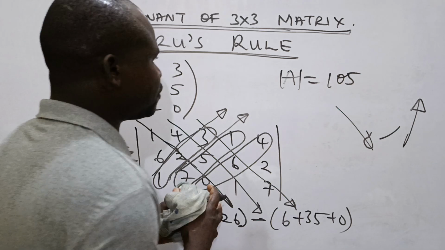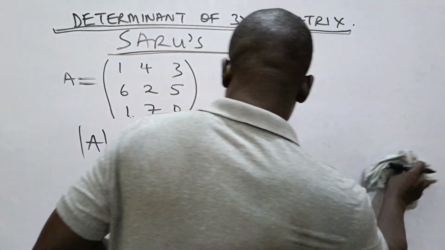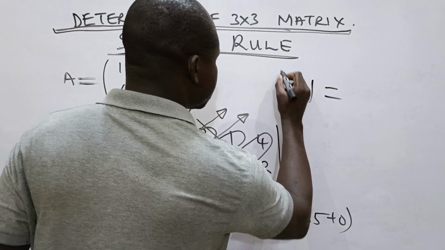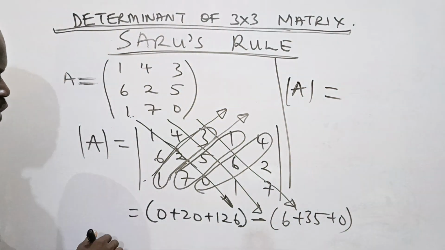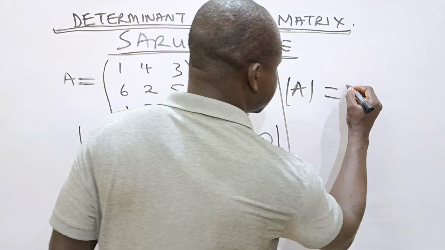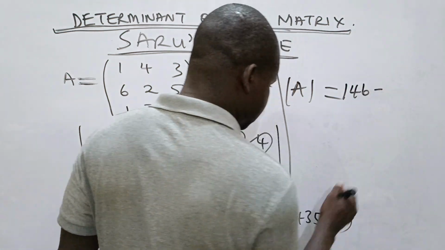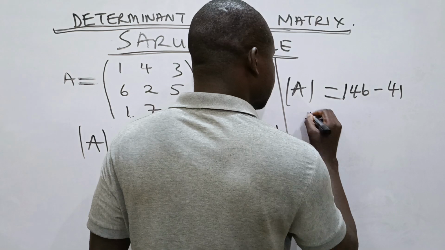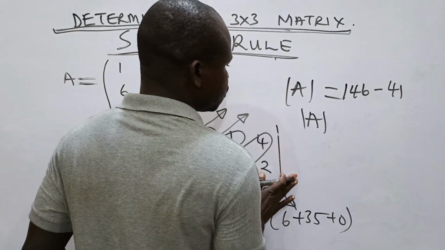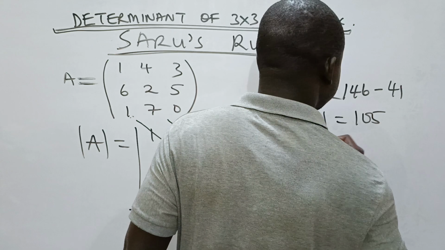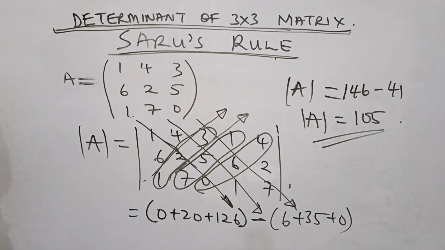When we have everything that we have there together, what do we have? In this case, the determinant of A will be equal to 0 plus 20. That's 20. 20 plus this, that is 146. 146 minus 41. Then the determinant of A using this method will be 146 minus 41, and that will be 105, which is the same result that we got when we used the other method.